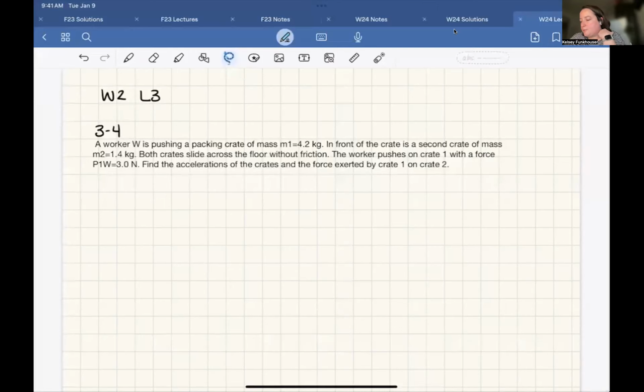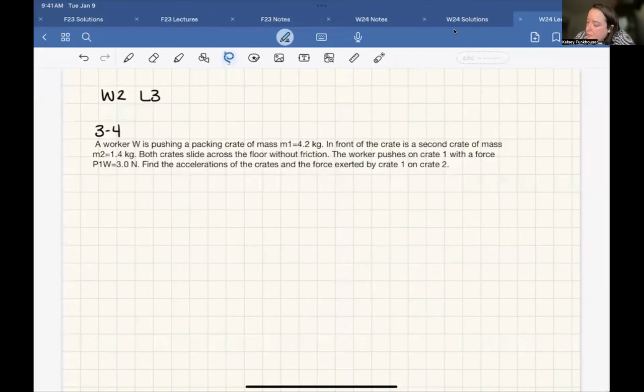A worker W is pushing a packing crate of mass M1 equals 4.2 kilograms. In front of the crate is a second crate of mass M2 equals 1.4 kilograms. Both crates slide across the floor without friction. The worker pushes crate 1 with a force P1W of 3 newtons. Find the accelerations of the crates and the force exerted by crate 1 on crate 2.